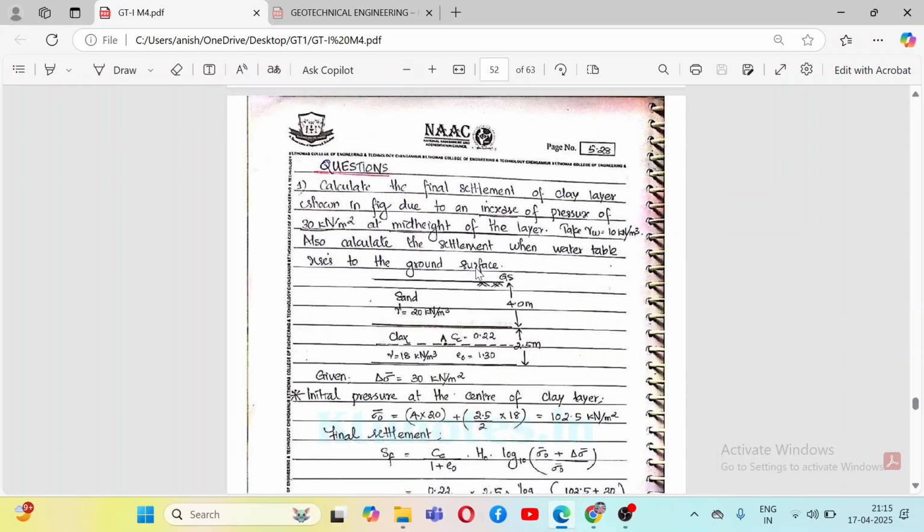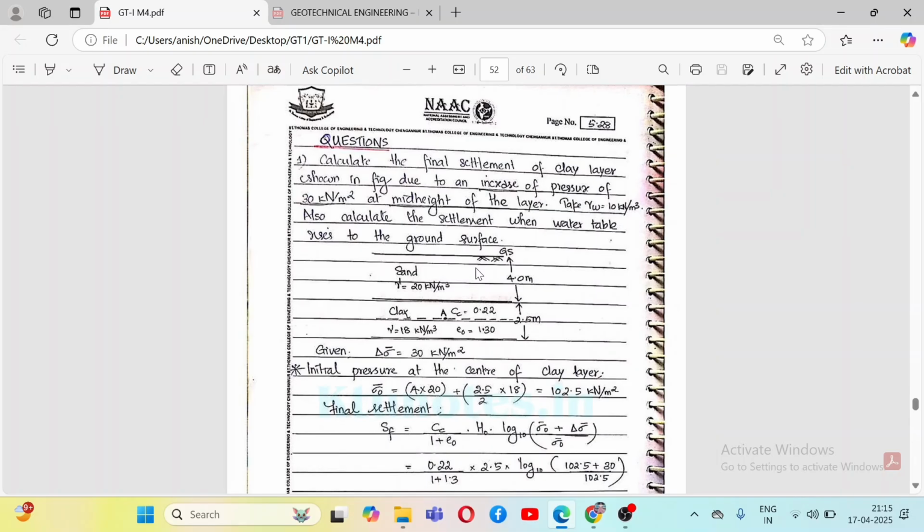Okay, here we have a problem. Calculate the final settlement of the clay layer shown in the figure due to an increase of pressure of 30 kilonewton per meter square at mid height of the layer. Okay, clay layer mid height and the pressure increase.